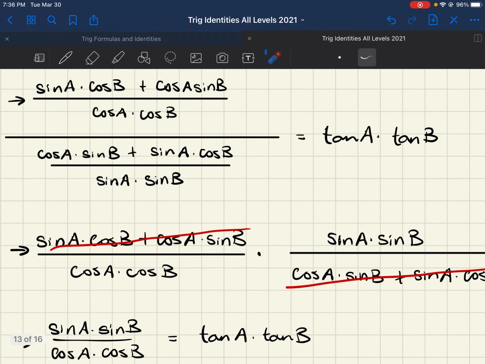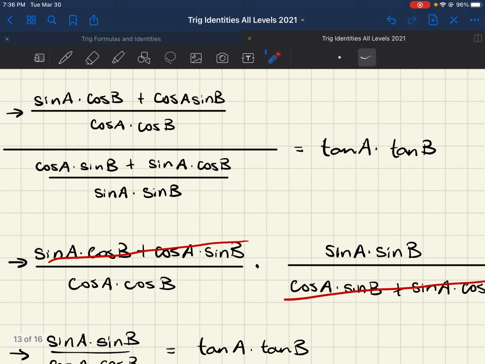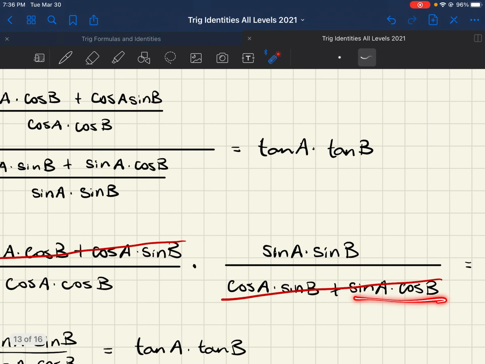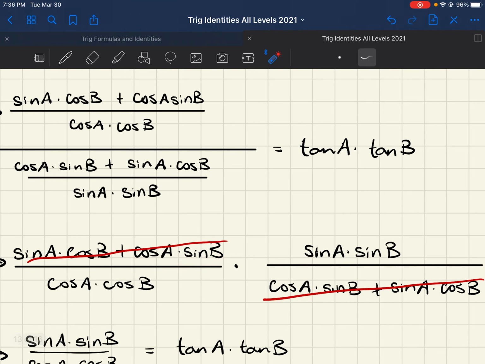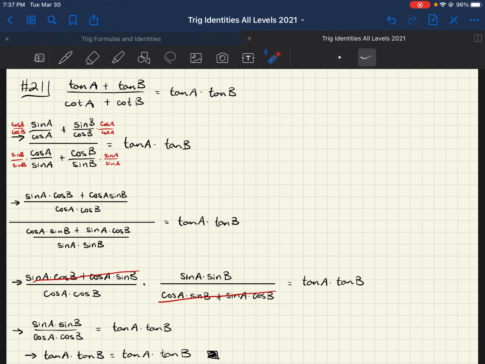Then we do keep, change, flip. This is where we get to see something pretty neat happen. So when you do keep, change, flip, and this gets flipped upside down, notice that sine A cosine B plus cosine A sine B is common to both of these pieces. And since we're multiplying, we can cancel between numerators and denominators, meaning that all that's left is sine A sine B over cosine A cosine B, which sine A over cosine A is tangent A, sine B over cosine B is tangent B, and that's the desired result. So everything checks out. Like I said, kind of a pain of a problem, took a lot of space, but that's how that one works.